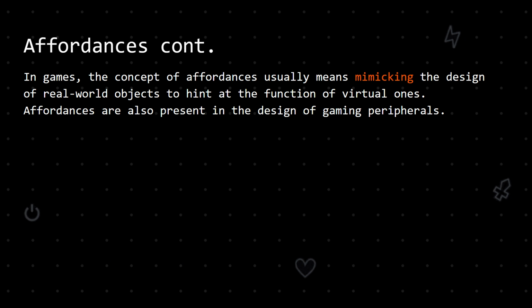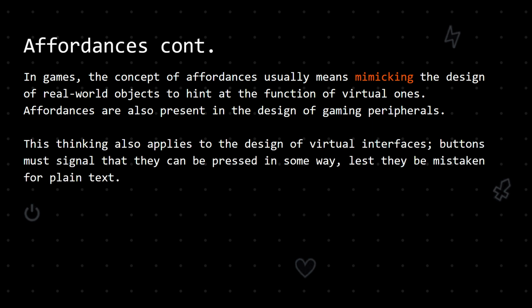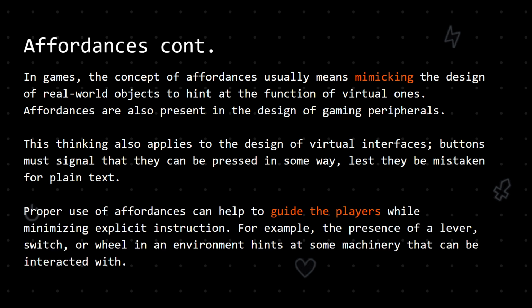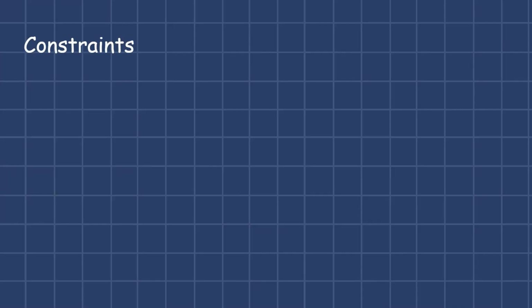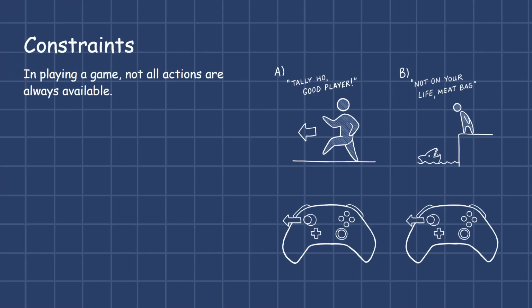In games, the concept of affordances usually means mimicking the design of real-world objects to hint at the function of virtual ones. Affordances are also present in the design of gaming peripherals. This thinking also applies to the design of virtual interfaces. Buttons must signal that they can be pressed in some way, lest they be mistaken for plain text. Proper use of affordances can help to guide the players while minimizing explicit instruction. For example, the presence of a lever, switch, or wheel in an environment hints at some machinery that can be interacted with.